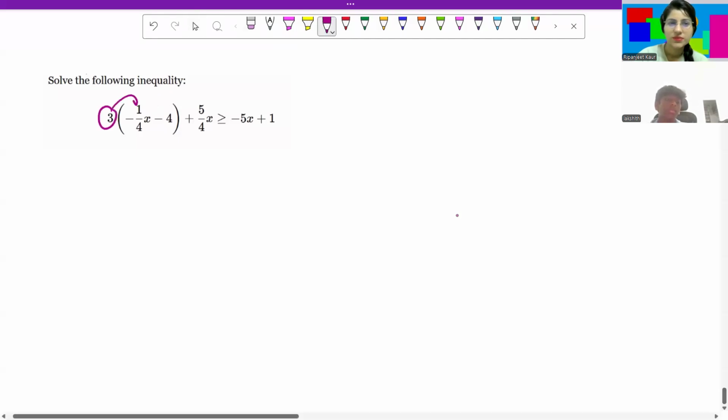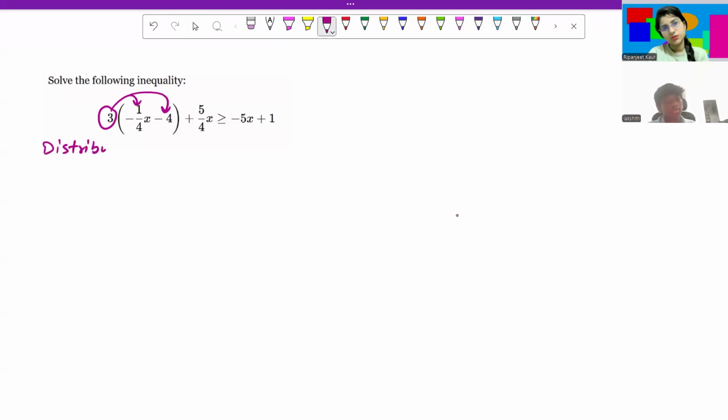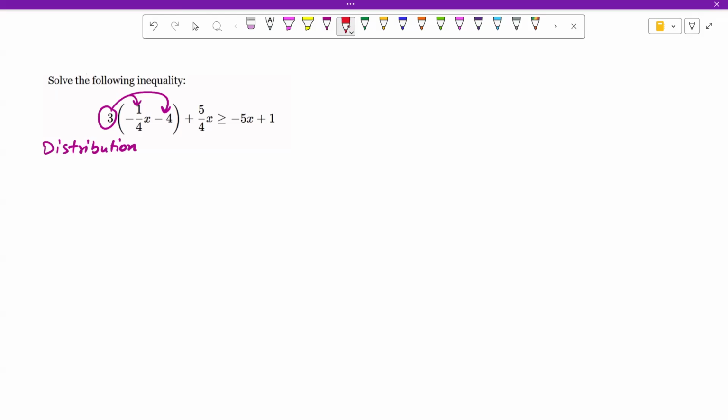We can multiply this 3 here and this 3 here, as we usually do. So the number one thing we are doing is the distribution. Now when we are doing distribution, we get negative 3 over 4x, negative 12. Any question how this came? The rest of the things we are writing as it is.